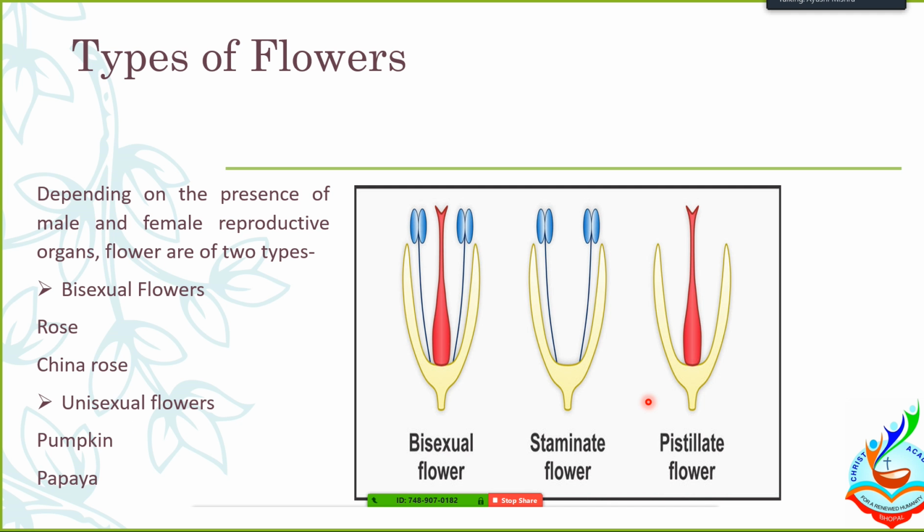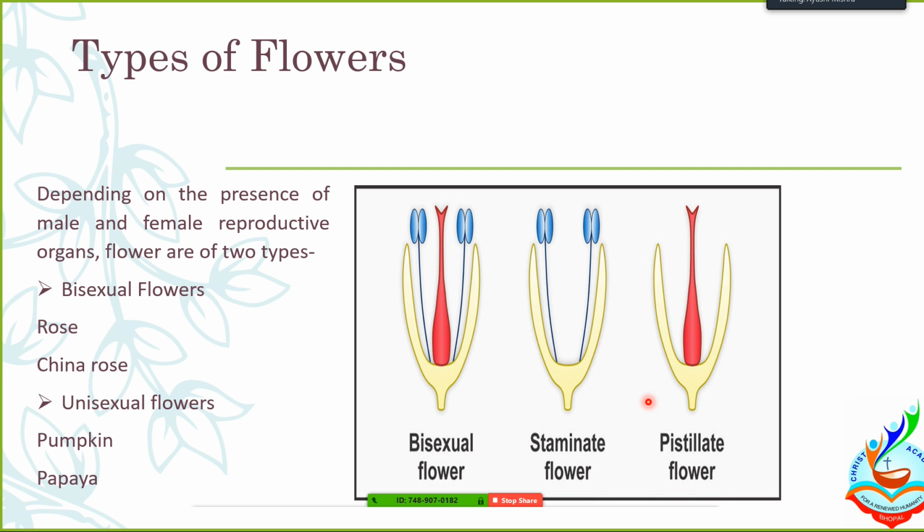Then types of flowers. There are basically two types of flowers. On the basis of the presence of male and female reproductive organs, flowers are of two types. First one is bisexual, second one is unisexual. Bisexual flowers are those flowers that have both male and female reproductive organs. Means stamens and pistil both are present together in the flower. Those types of flowers are known as bisexual flowers, like hibiscus, China rose, gurhal, mustard.